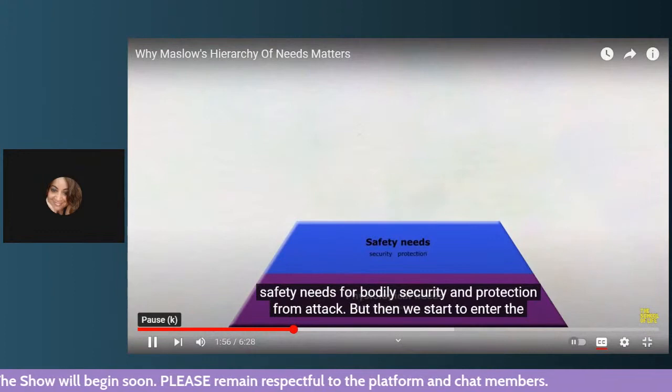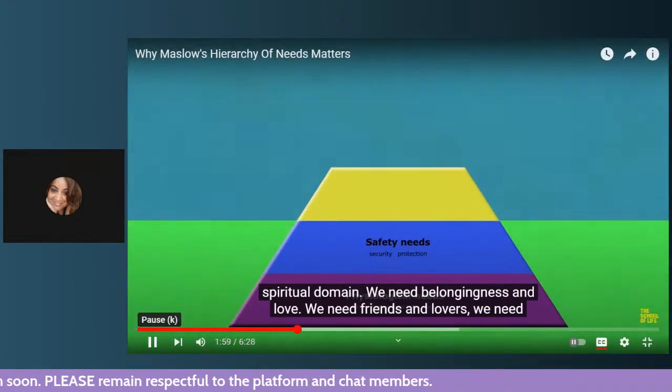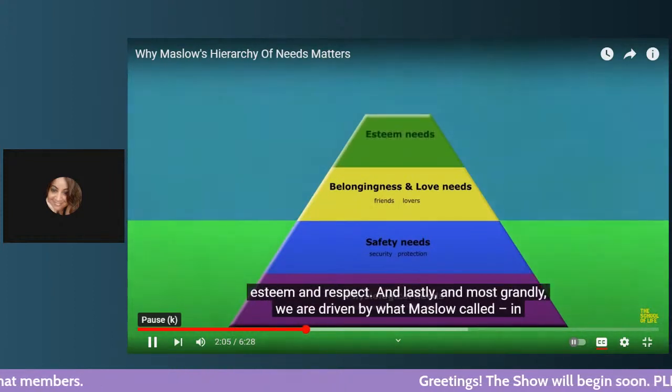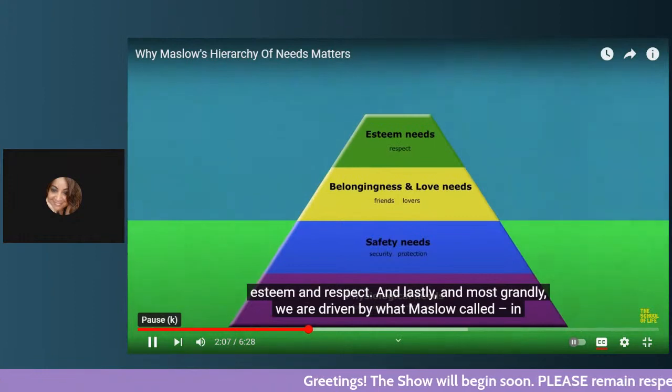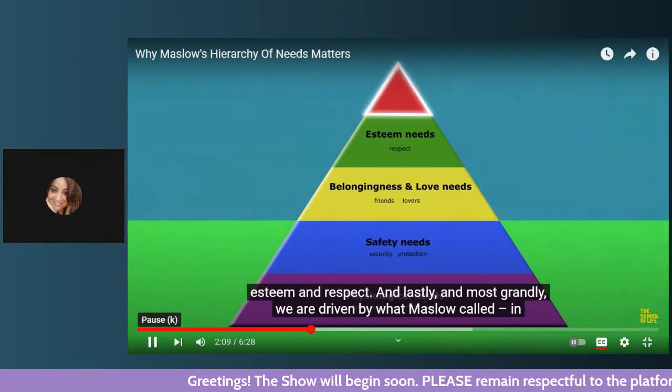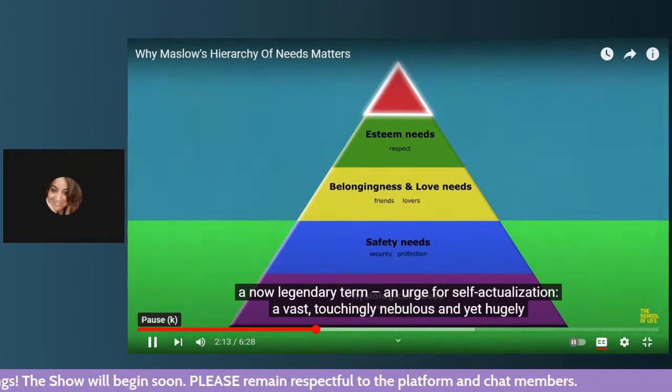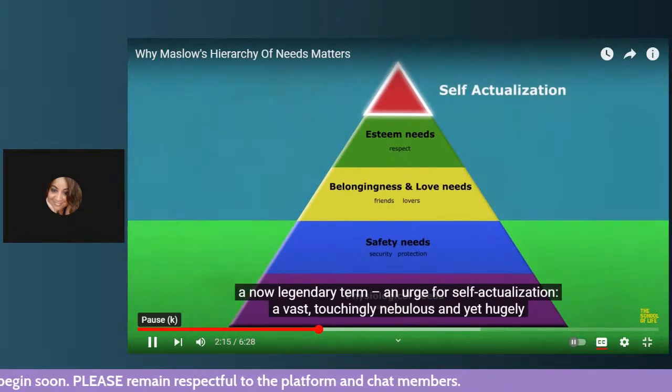In addition, we have urgent safety needs for bodily security and protection from attack. But then we start to enter the spiritual domain. We need belongingness and love. We need friends and lovers. We need esteem and respect. And lastly, and most grandly, we are driven by what Maslow called, in a now legendary term, an urge for self-actualization.